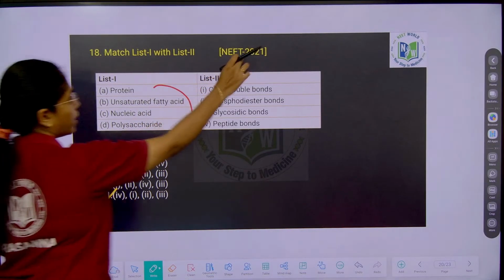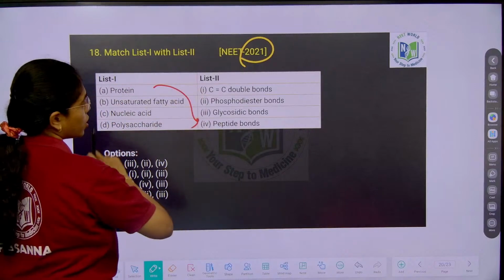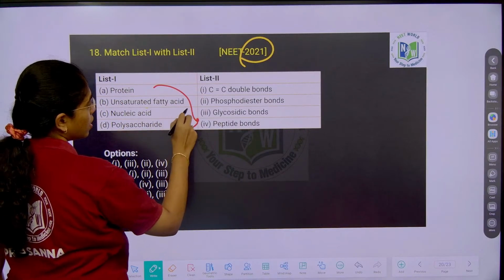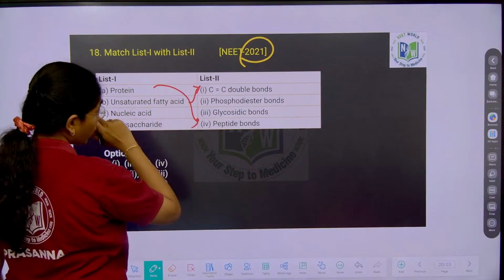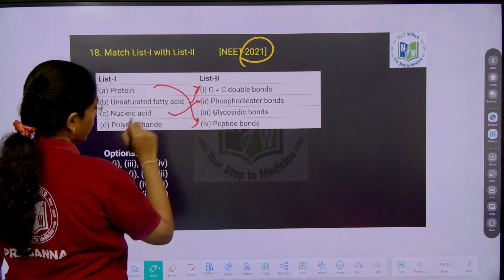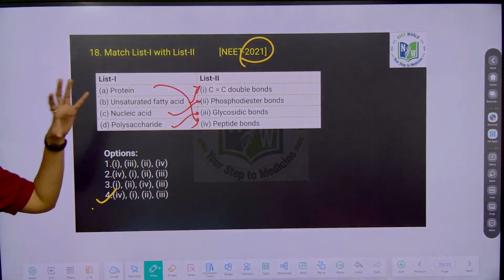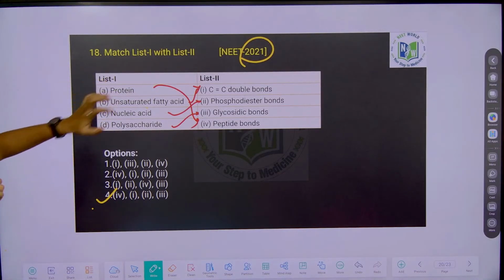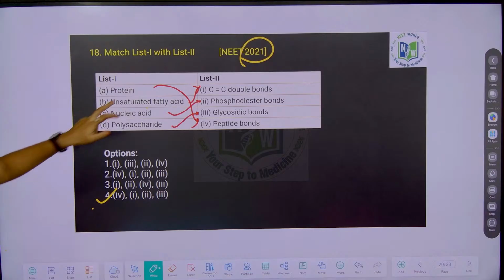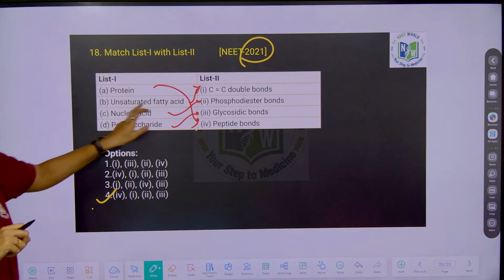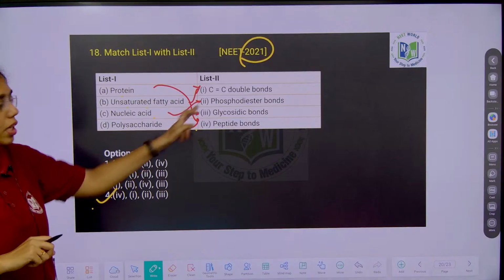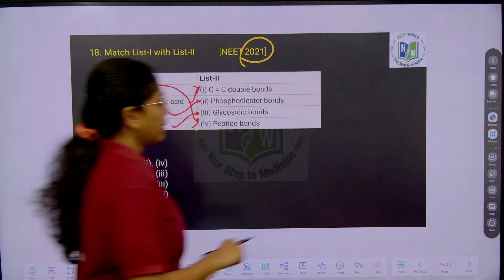See, in 2021, unsaturated fatty acids, nucleic acid, polysaccharide, same pattern of question, but two different match the following. They have pasted them as one question here. But you have seen this combo, you have seen nucleic acids and polysaccharides as well. Next.